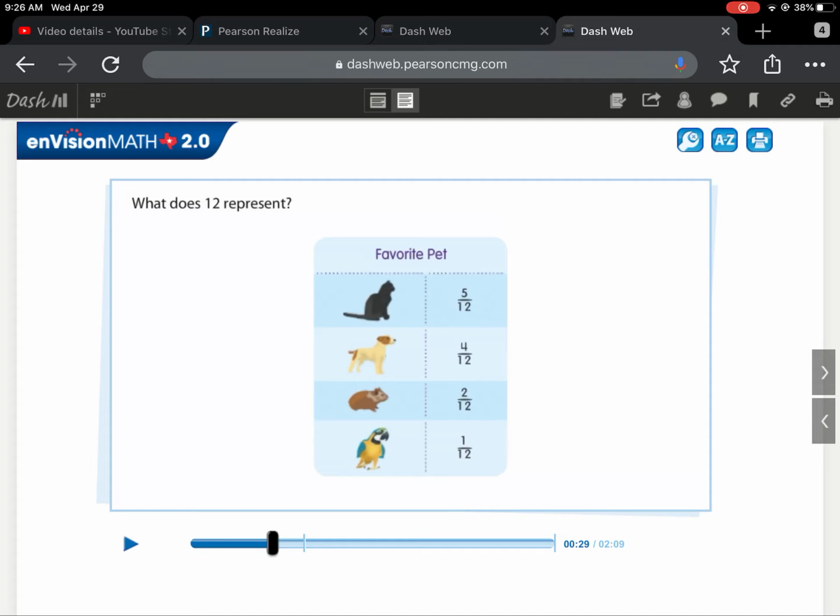If you notice, the 12 is at the bottom of the fraction. That means that it's our denominator. The denominator is going to tell us how many parts we have in all. In this case, they were asking students. So how many students did they ask in all? The number is 12. The denominator says that there was 12 students in all. The number 12 represents the number of students in the club.